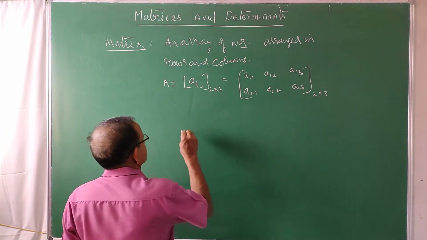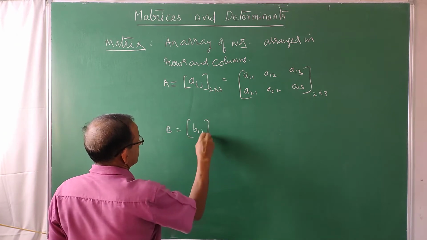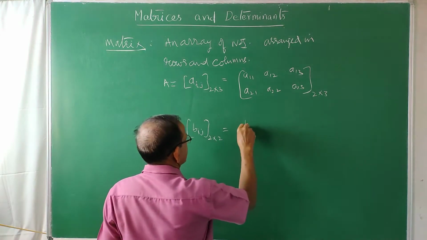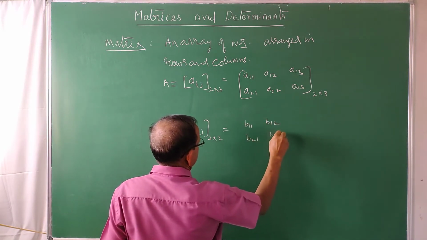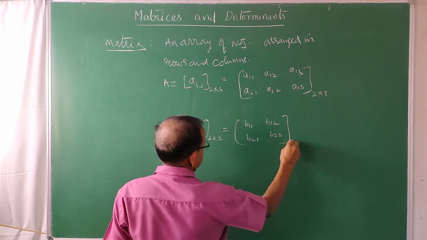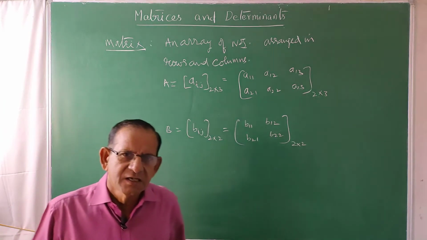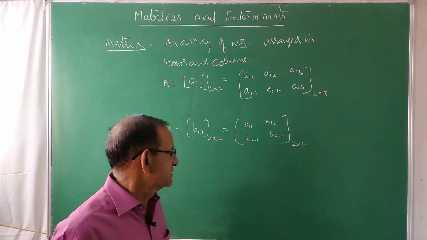If B is equal to some bij, 2 by 2, it means 2 rows and 2 columns will be there. That is b11, b12, b21, b22. This is a square matrix. If rows and columns are equal in a matrix, then that matrix is said to be a square matrix.